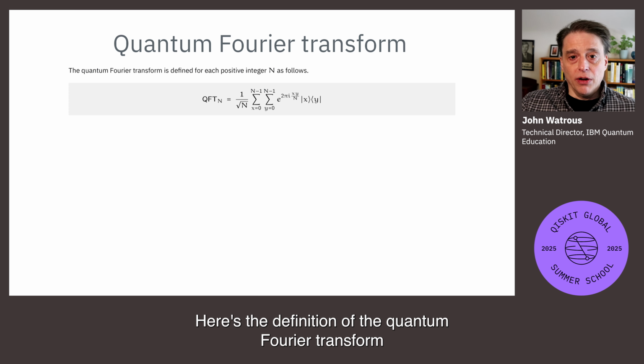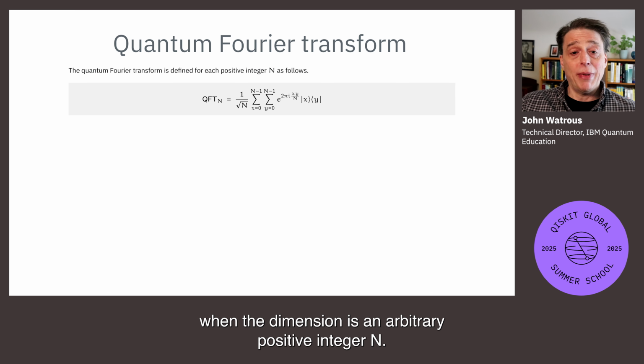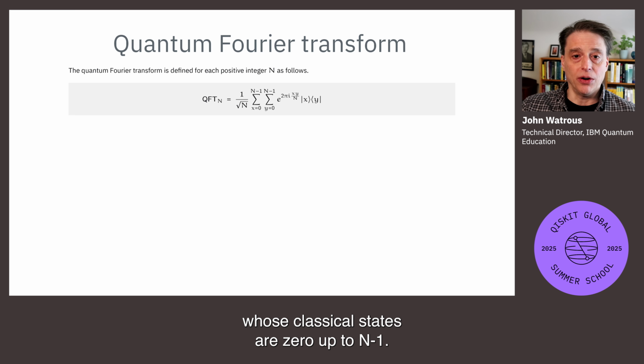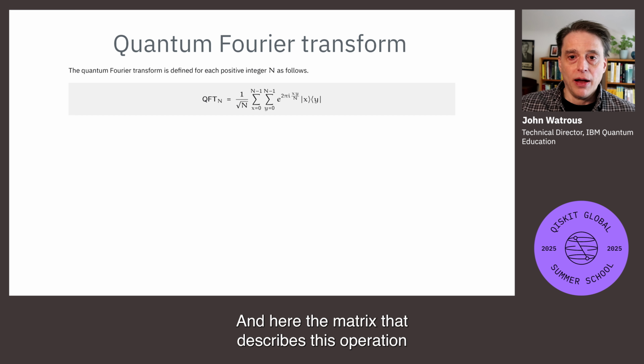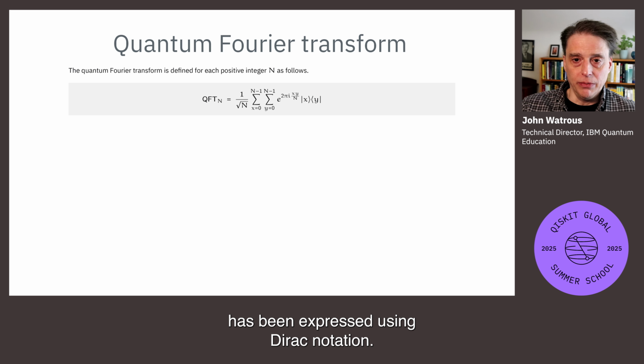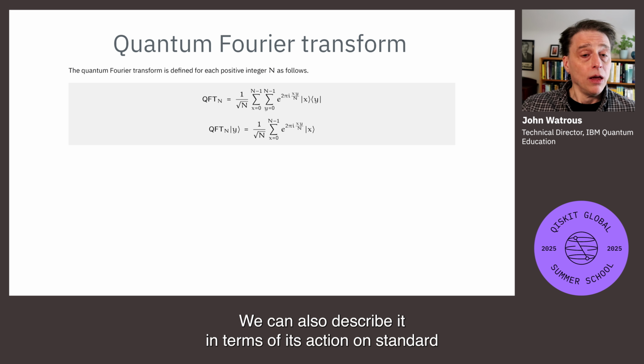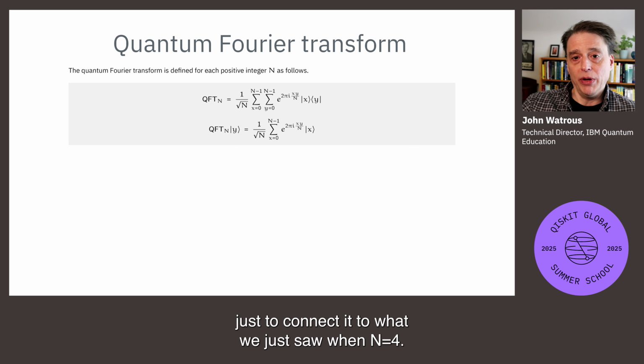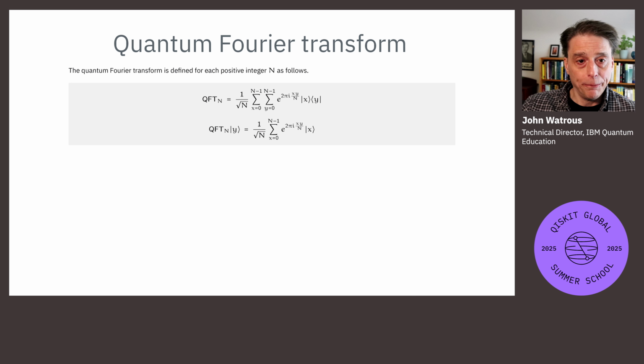Here's the definition of the quantum Fourier transform when the dimension is an arbitrary positive integer n. We're thinking about this operation as being an operation on a system whose classical states are 0 up to n-1. And here, the matrix that describes this operation has been expressed using Dirac notation. We can also describe it in terms of its action on standard basis states, like is shown here, just to connect it to what we just saw when n is equal to 4.